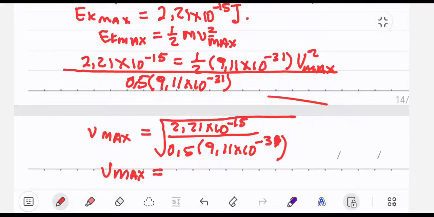I can get the answer there. So the answer we get is 6.97 times 10 to the 7 meters per second. Yeah, so that would be that.